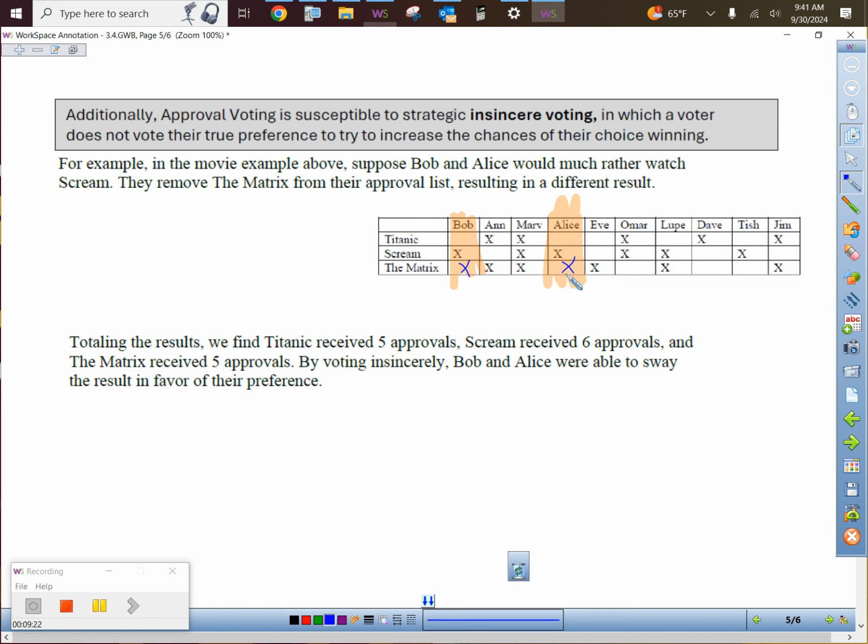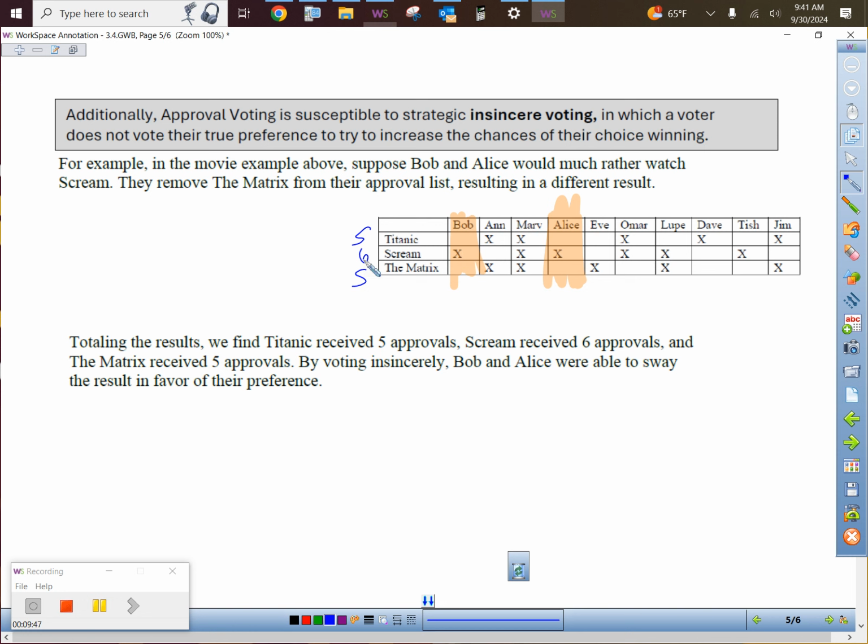So what they realized is, hey, yo, if we get together and only vote for Scream, then we'll probably win. So they said, we're not going to vote for The Matrix. We're only going to vote for Scream. And then this guy gets 5 votes, this guy gets 5 votes, and Scream ended up getting 6 votes. So they kind of lied. They said, I really want to watch Scream. Even though I approve of The Matrix, I'm not going to put an X in the box, so they did some insincere voting to sway the results.